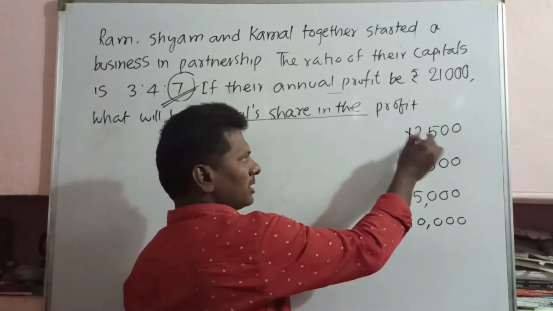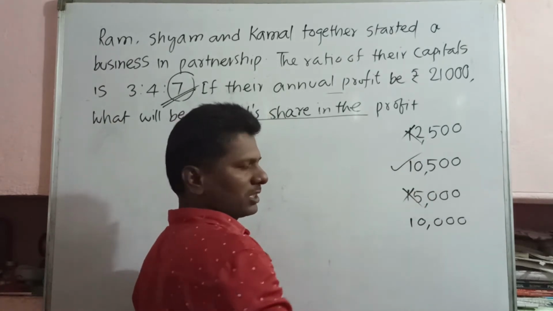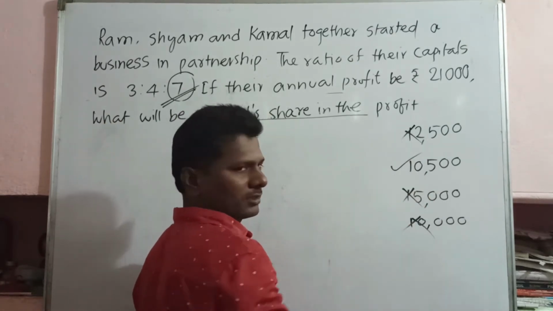So this is not divisible by 7, wrong answer. This is divisible by 7, right answer. This is not divisible by 7, wrong answer. This is not divisible by 7.